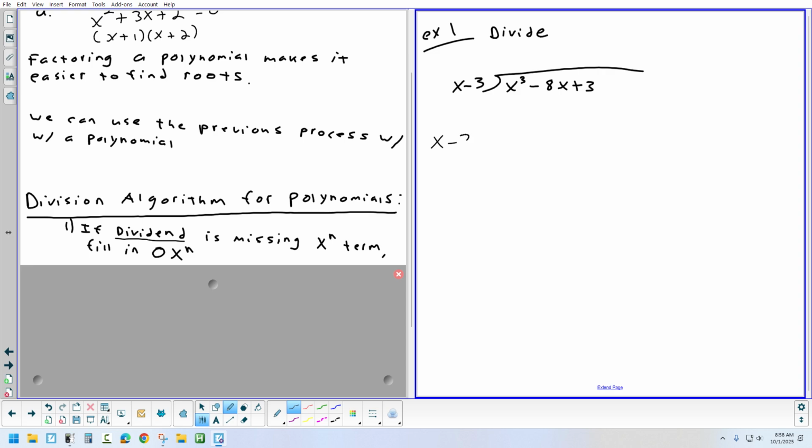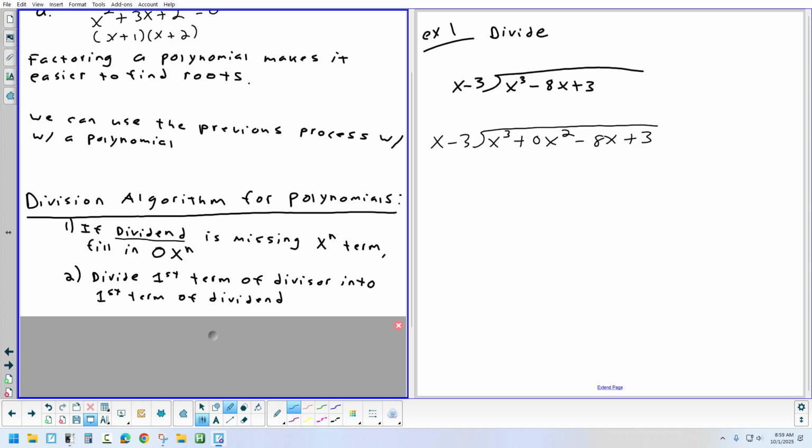So let's do x minus 3 divided into x cubed. Okay, I'll put 0x squared. That's going to be a placeholder for my x squared column. Minus 8x plus 3. All right, so that's step 1.